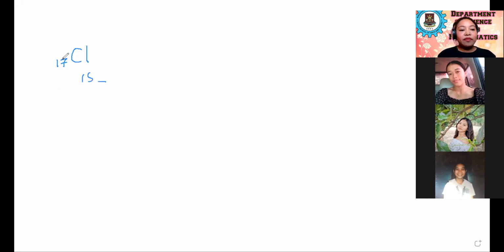So we have 17 electrons. We put here 1. Since there is only one orbital, we can pair immediately. So 17 minus 2, we are left with 15. Since we have 15, we proceed to the next energy level.